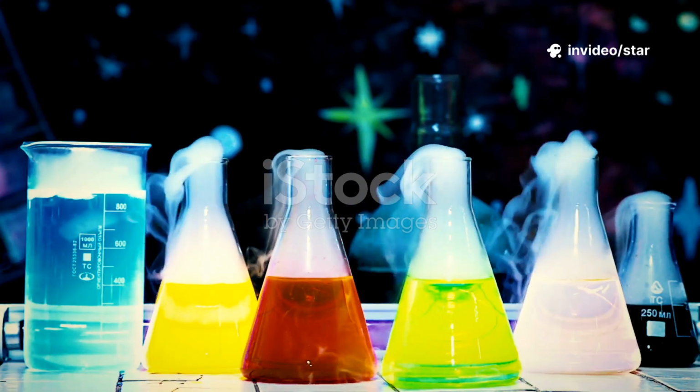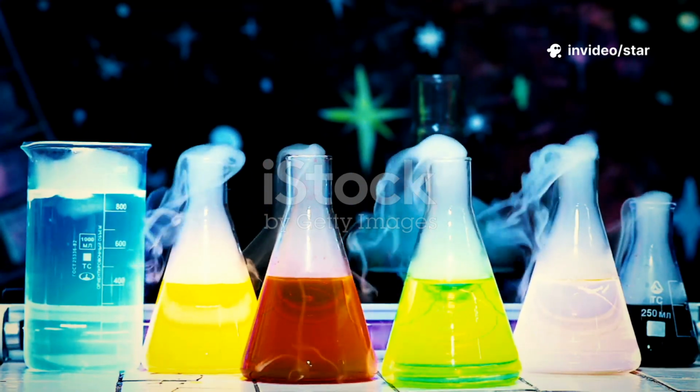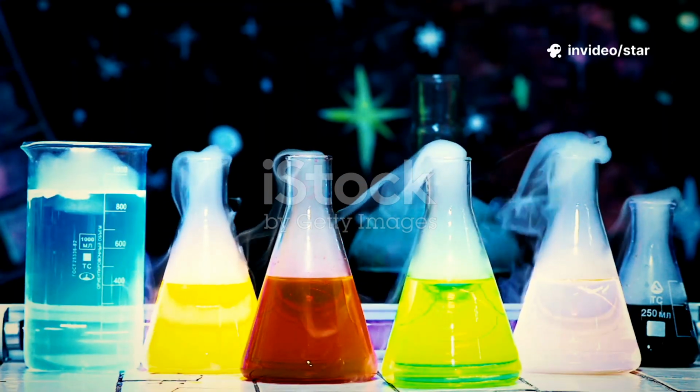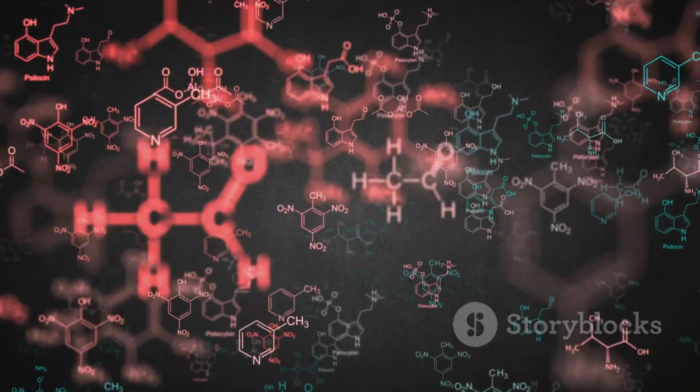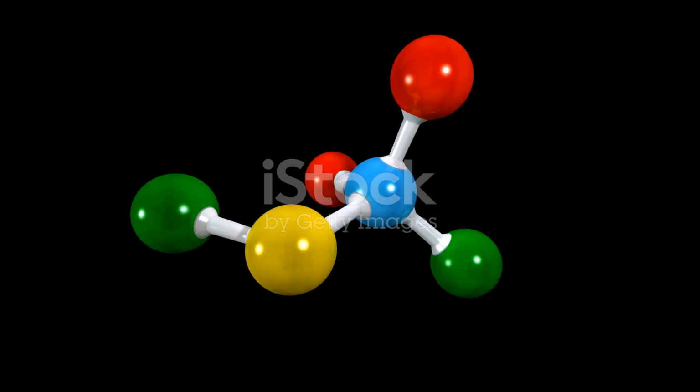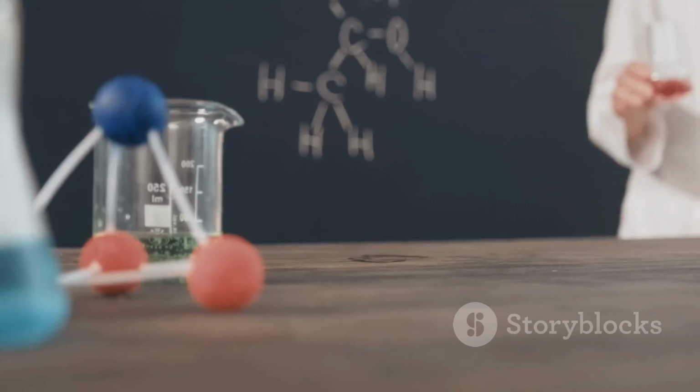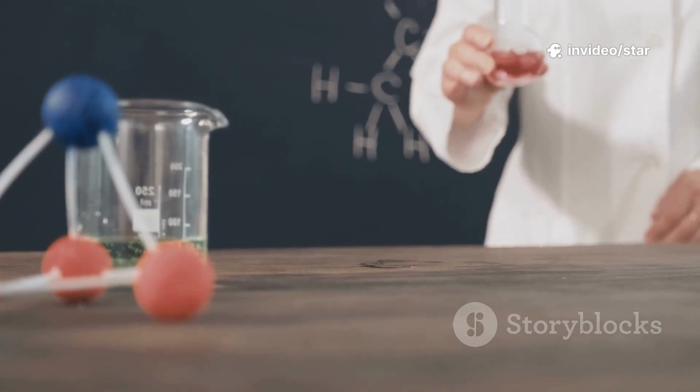Section 4. Same side, opposite side. The geometric cis-trans game. Let's zoom in on our first type of stereoisomer, the geometric isomer. You'll often hear these called cis-trans isomers, and the name gives us a huge clue. In Latin, cis means on the same side. Trans means across or on the opposite side.